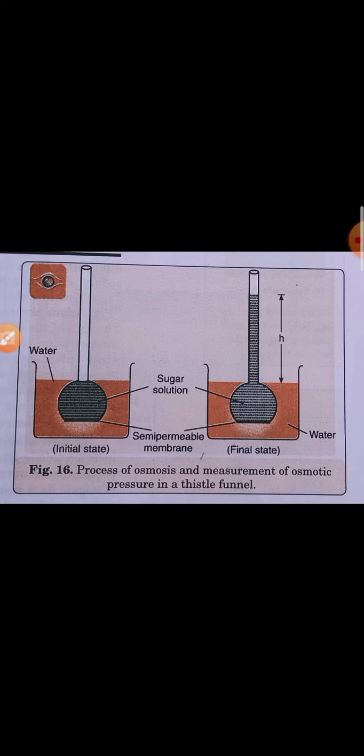Now we differentiate between osmosis and diffusion. In case of osmosis, the process takes place through a semi-permeable membrane. In case of diffusion, no semi-permeable membrane is required. Osmosis involves the movement of solvent molecules only.